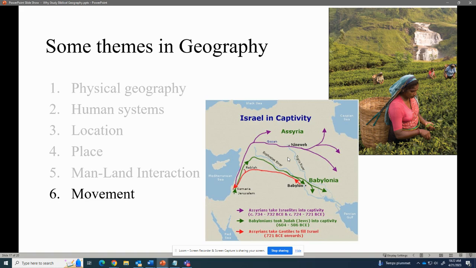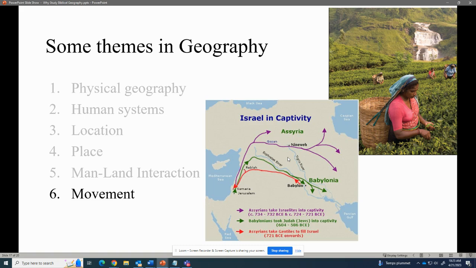Here's an example in the center map of movement, and this happens to be people. There were two kingdoms at the time, Israel and Judah, and they were both captured by foreign powers, and their people were exported, basically exiled into these areas for captivity. And this map illustrates that, right?